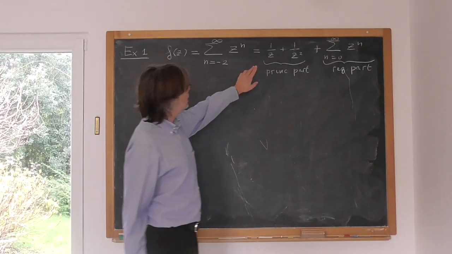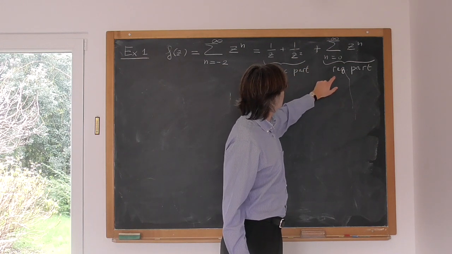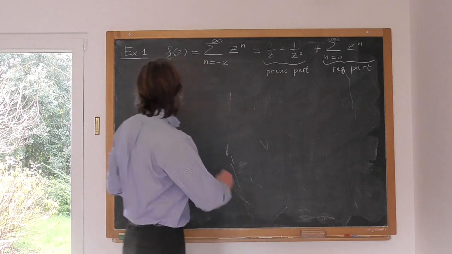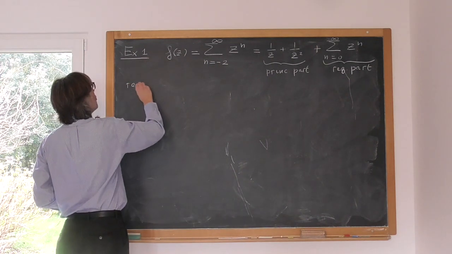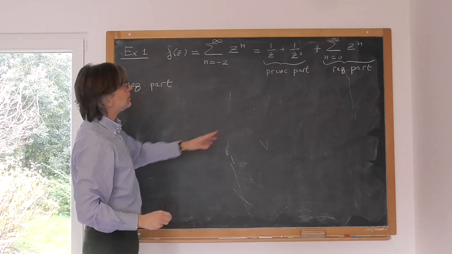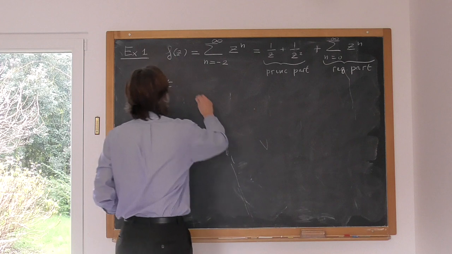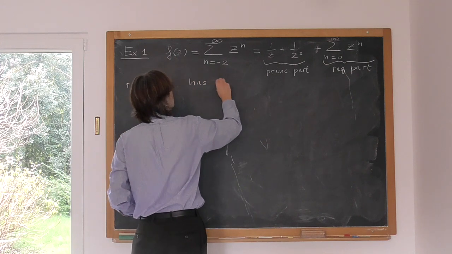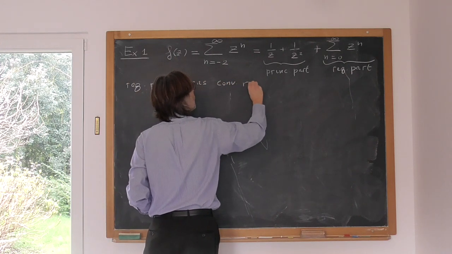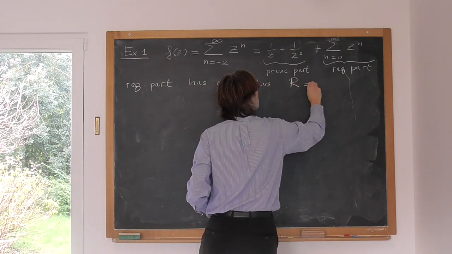So now let's look at the radii of convergence. The regular part, as you know, is the geometric series. Its radius of convergence is 1. As convergence radius, R equals 1.